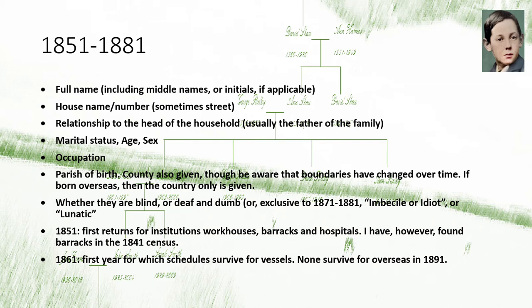1861 is the first year for which schedules survive for vessels, although they were recorded I think in 51. It's not until 61 that we actually have those records surviving, but none survive for the vessels overseas in 1891, so just be wary of that.